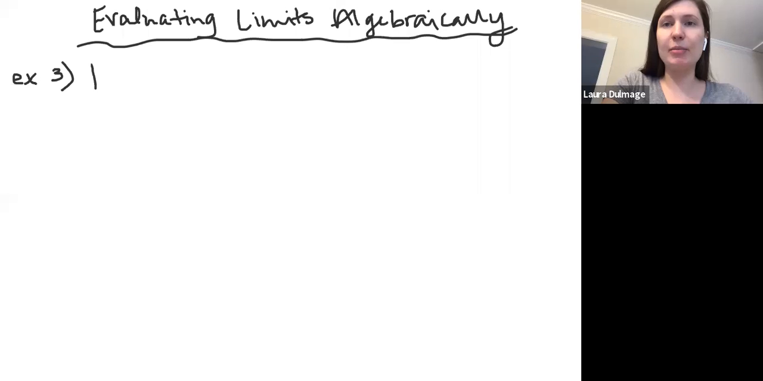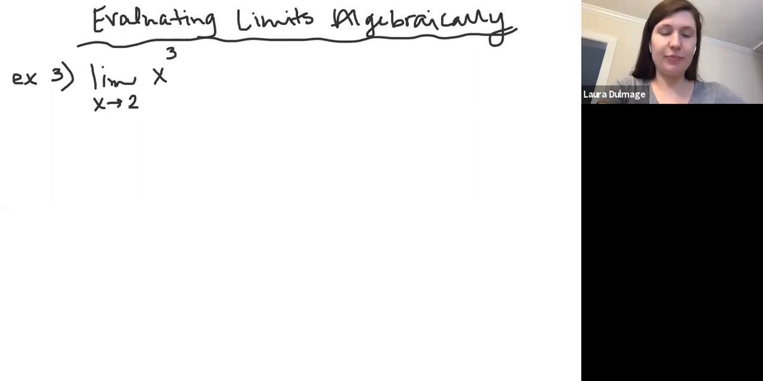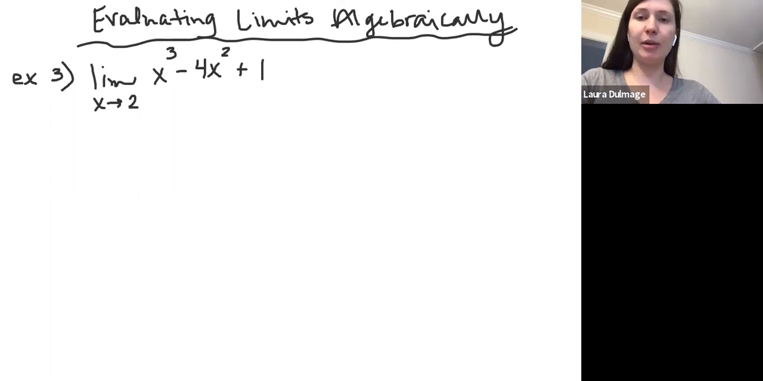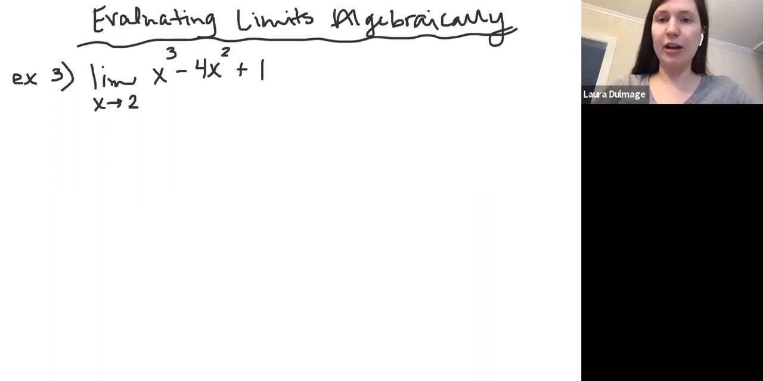We want to find the limit as x goes to 2 of x cubed minus 4x squared plus 1. And off to the side, I'm going to sort of write some steps that you want to think about when evaluating a limit. So this one's clearly algebraic, right? There's nothing graphed. So this one's more mathy. You have to write stuff down.